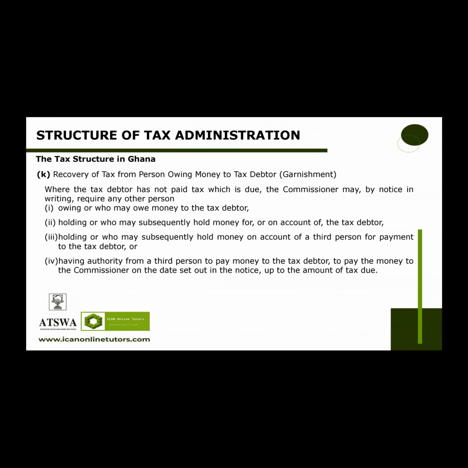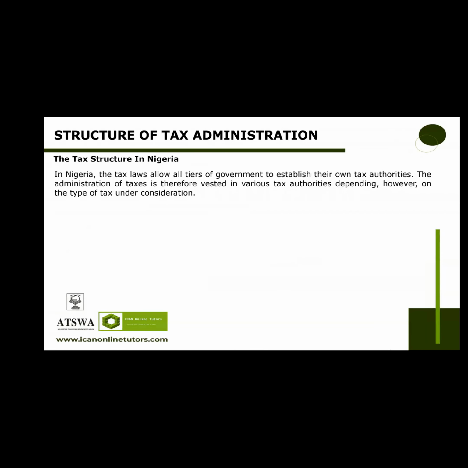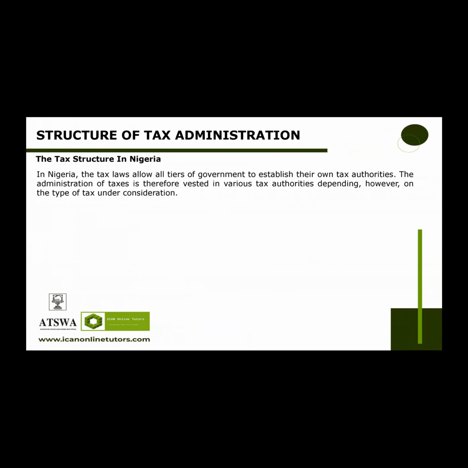Are we together? So irrespective of whether there is an existing contract or an agreement that money should be paid directly to the tax debtor, where a notice of garnishment has been served, okay, the third party that is owing the tax debtor may have to pay directly to the commissioner. Are we together? So that's for Ghana. Do you understand? Now let's look at the tax structure in Nigeria.